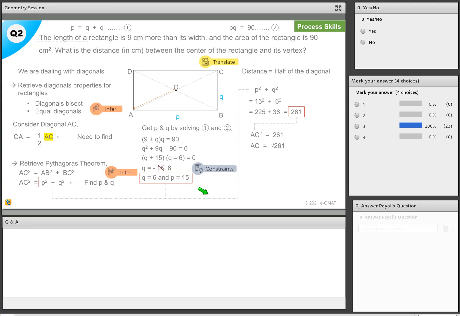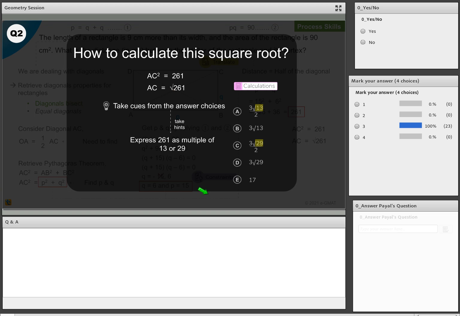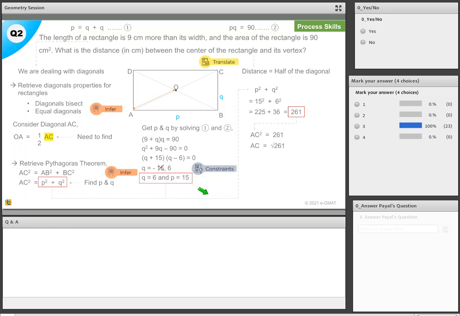How do you calculate this square root? Do you need to do all the detailed calculations? No. For this, you take hints from the answer choices. Observe that the answer choices have either square root of 13 or square root of 29. So you try to express 261 as a multiple of 13 or 29. There you get your starting point, so that you don't have to think about how to express 261. So that's what you do.